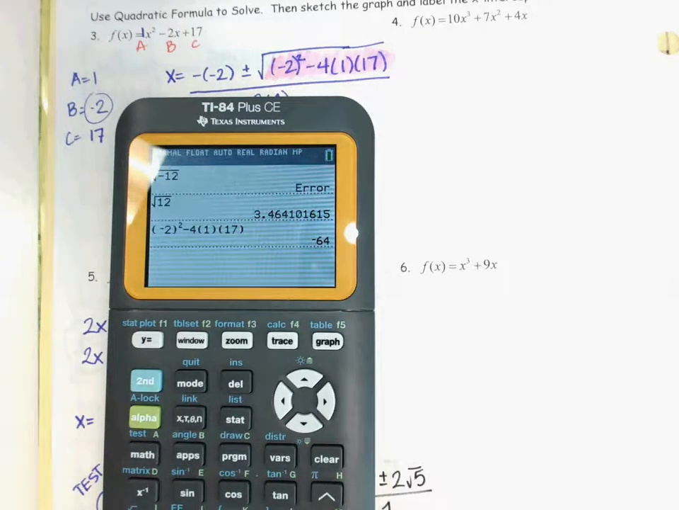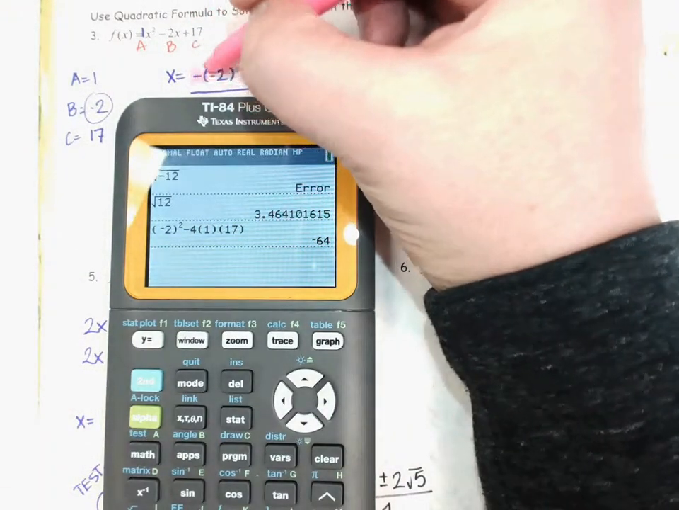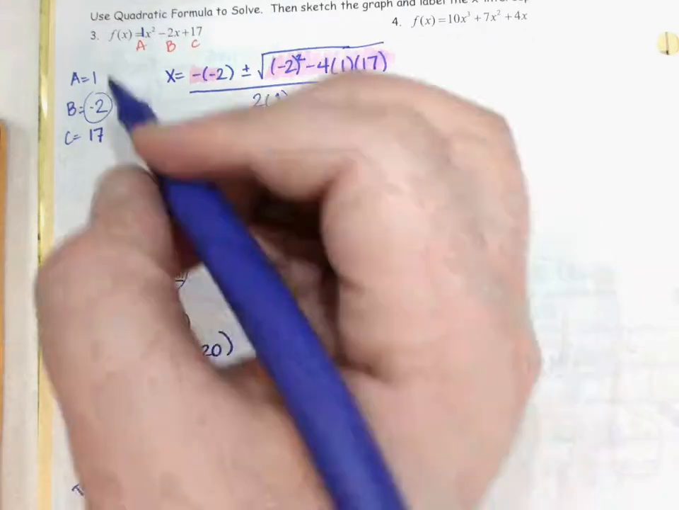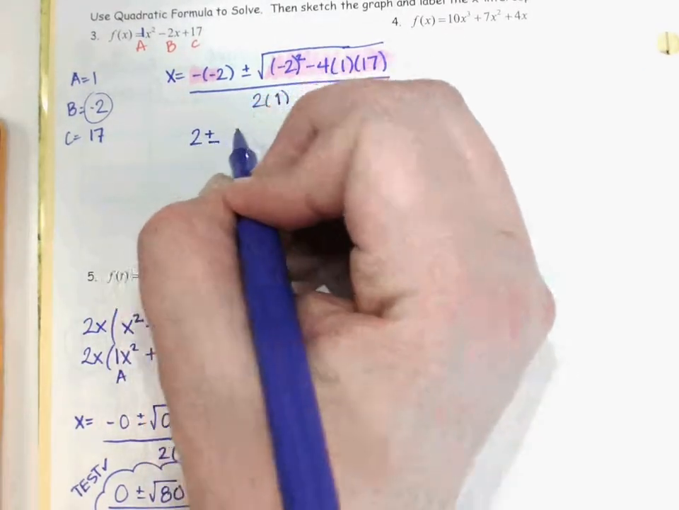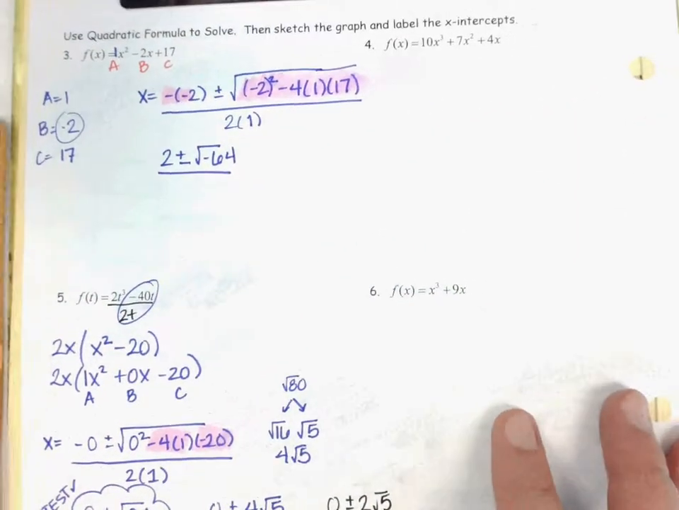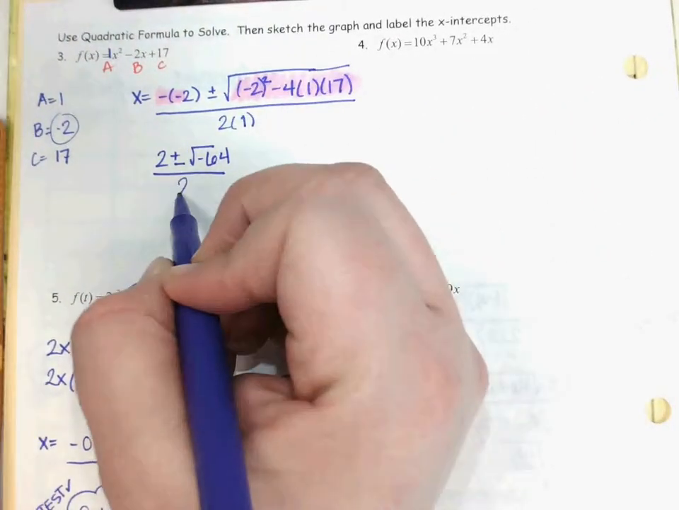Okay, if it comes out negative, your calculator is going to give you an error. So you can't do that. So I'm going to rewrite my answer. Now, what about these double negatives here in the front? They turn positive. So really, I have regular 2 plus or minus negative 64. And then on the bottom, 2 times 1 is 2.